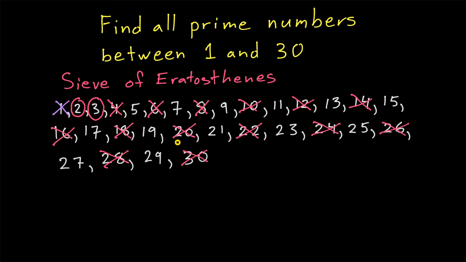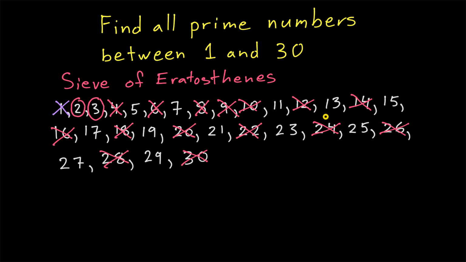Circle that number, and then cross out every third number after that. So cross out every third number after that. 1, 2, 3, 6. Well, 6 is already crossed out, so we don't have to cross it out again. 1, 2, 3, 9. Cross that out. 1, 2, 3, 12. Cross that out.